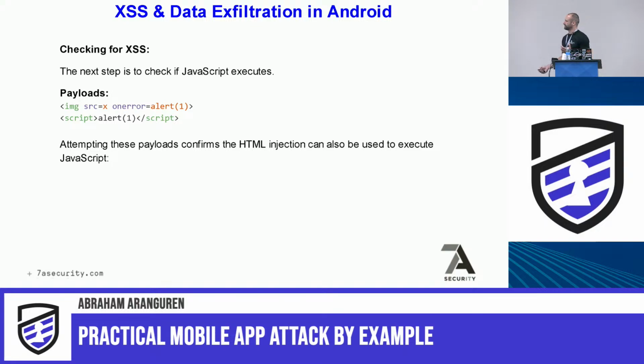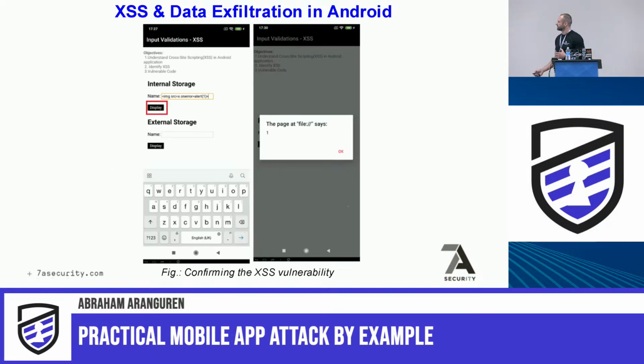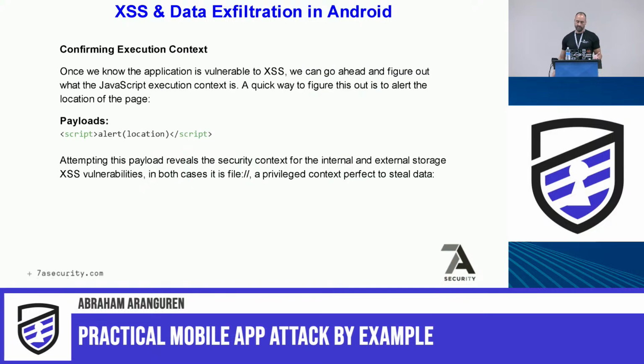Now sometimes there's some filtering and an alert doesn't work, but prompt works, right? So always be a little bit creative and try not just alert, but try prompt and other approaches as well with JavaScript, right? So now we have the alert, so this proves that we can execute JavaScript, and now the question is, well, what can we do with this XSS, right?